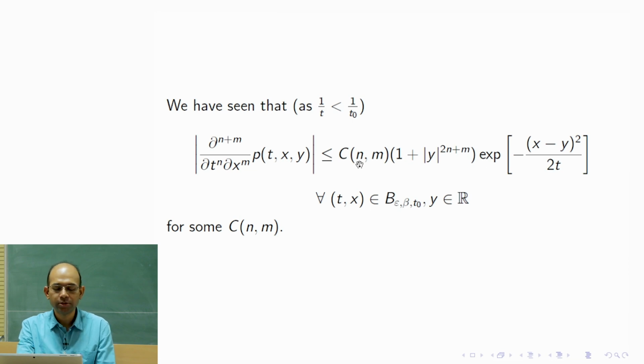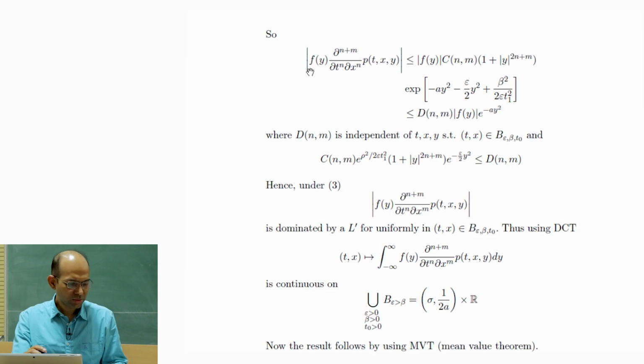I can bound this by a constant times this. This constant of course depends on many things. It depends on the value beta, epsilon, choice of t naught, and therefore t 1 also. t 1 depends on epsilon of course, and also n, m, it depends on everything, okay. So, this constant, okay.